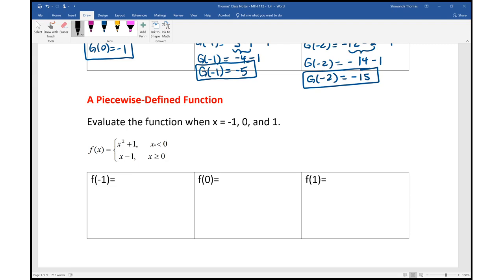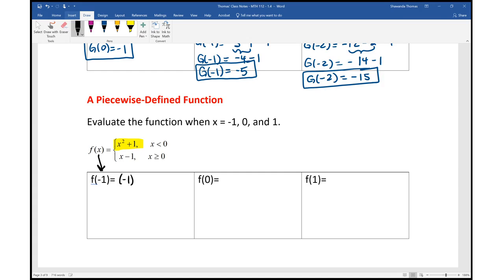because we choose the piece that satisfies that x value. For example, f of negative 1. Here, what is our x? Our x is a negative 1. So if our x is negative 1, we're going to go over here to determine which piece does it satisfy. Is negative 1 less than 0? Or is negative 1 greater than or equal to 0? Since negative 1 is less than 0, we're going to plug it into the first piece, not the second piece.